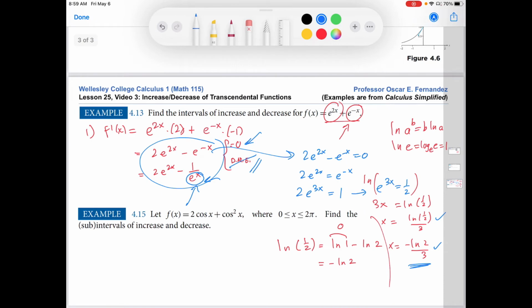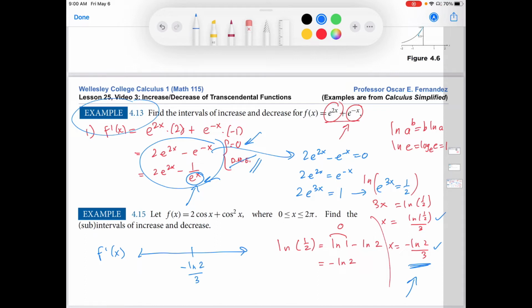Okay, so then I'm going to set up my sign chart for f prime of x. Even though I'm now working under this example, I'm still doing this one because I'm running out of space here. And my sign chart tells me that the only point I have to consider here is minus ln of 2 over 3.